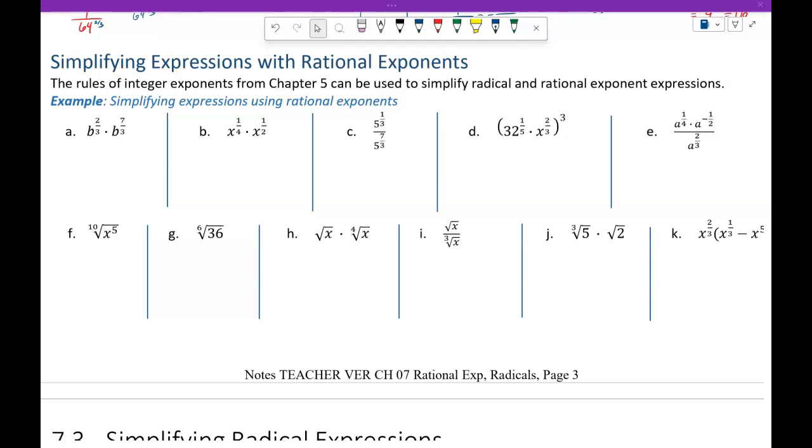Now let's go ahead and use our integer rules from chapter 5 to simplify our radical and rational exponent expressions. With these types of questions, pay very close attention to directions. They'll oftentimes say how they want the answer written in either rational exponent notation or in radical notation. If it doesn't specify, then you'll want to leave your answer in the form in which the problem was written, even if we end up using radical notation to simplify.